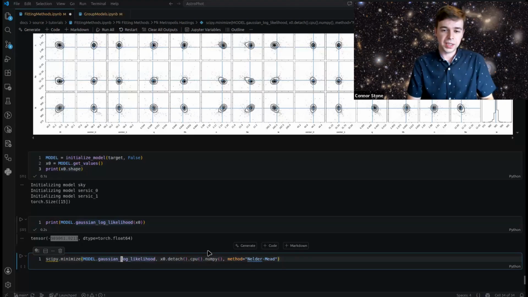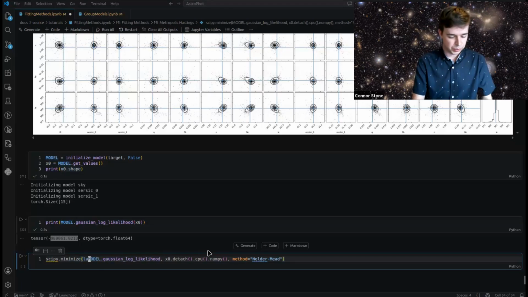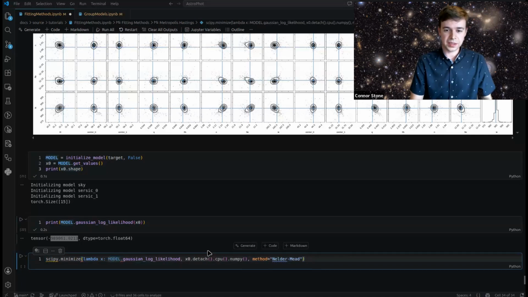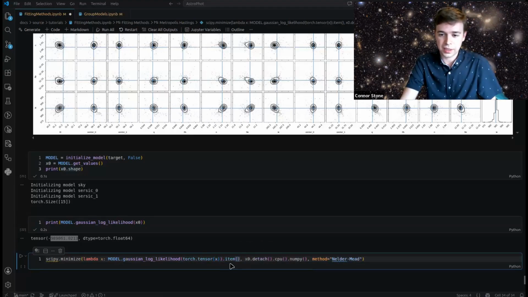Because AstroPhot in this case is working with PyTorch, or if you switch it over, it could work in JAX, either way, SciPy minimize is assuming NumPy arrays. We can get around that with a simple lambda function. So in this case, all we have to do is torch tensor x and then item. So what this is going to do is take our x naught, our initial parameters, and we detach those into a NumPy array. So that's all set to go.